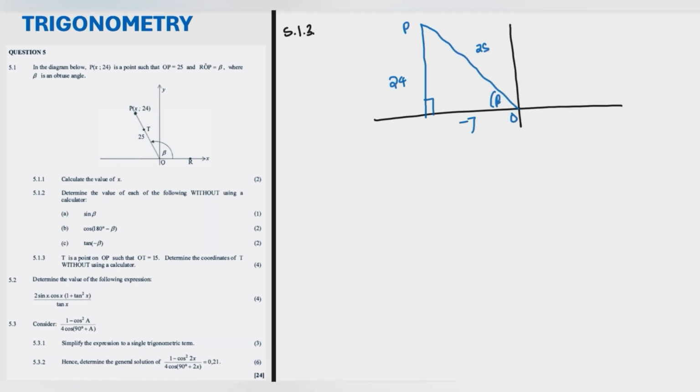Now going to the next question, 5.1.3. The question says T is a point on OP such that OT is equal to 15. So we have to highlight that. That is our T. That side there will be 15. You can even create a new triangle because it's basically a new triangle.